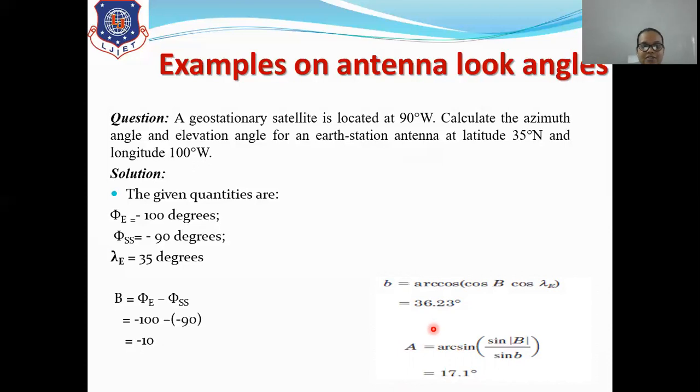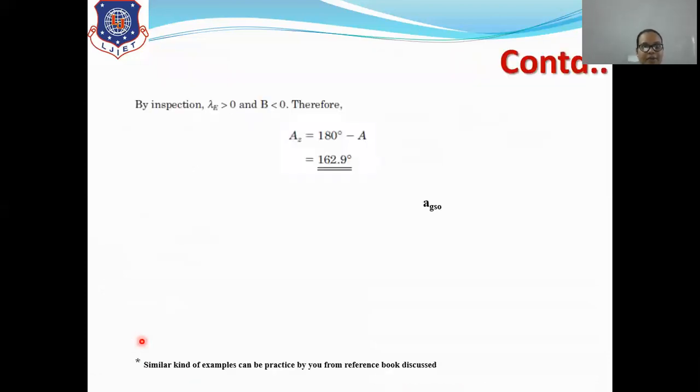So as we have discussed in the last session, Table 1 depends on lambda E and B. Here lambda E is positive and B is negative, right? So we will have a third condition. Based on the third condition, AZ will be equal to 180 minus A, which is equal to 162.9. So the azimuth angle for that particular location will be equal to 160.9.